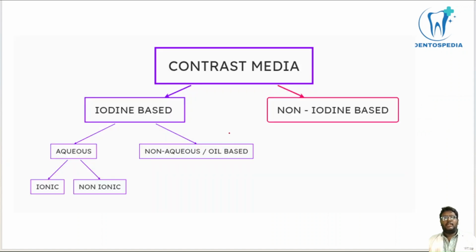So what about the contrast media? There are mainly two kinds of contrast media, iodine based and non-iodine based. In the iodine based we have mainly two kinds, aqueous and non-aqueous. Non-aqueous is also called oil based. And in the aqueous based contrast media we have two kinds, ionic and non-ionic. So this classification is kind of important. Make sure that you learn it.